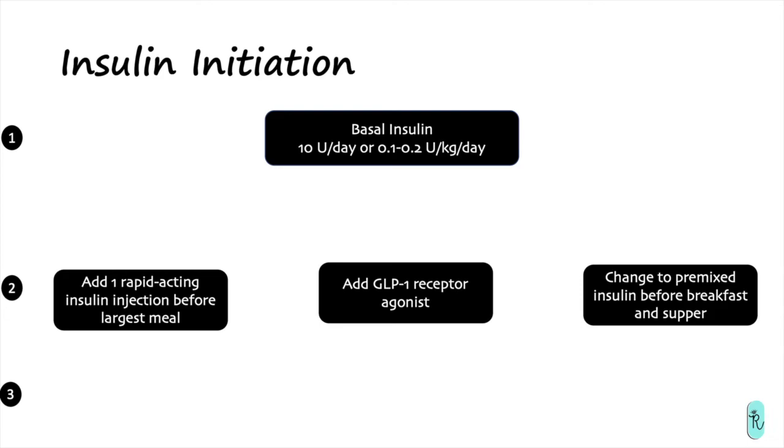If adding rapid-acting insulin is not sufficient for blood glucose control, an additional dose of rapid-acting insulin can be added to another meal. For example, one injection before breakfast and another before dinner. Keep in mind that this is in addition to basal insulin, which is taken at night. Or, for our patients using premixed insulin, we can add another dose of premixed insulin before lunch.